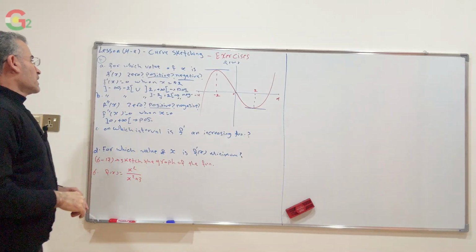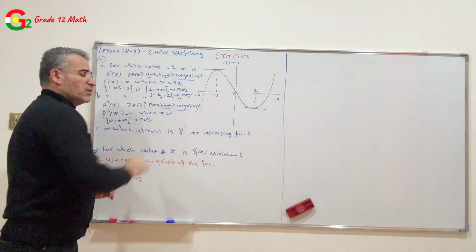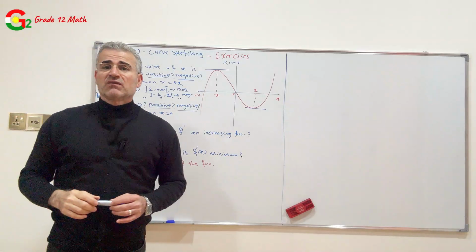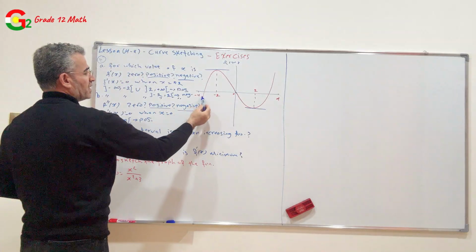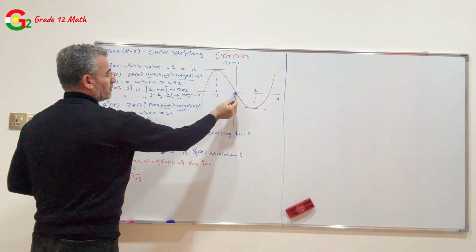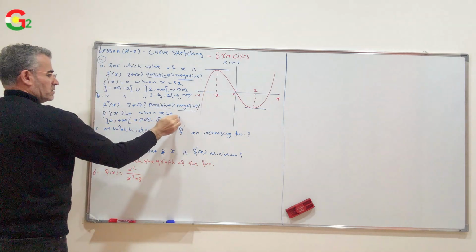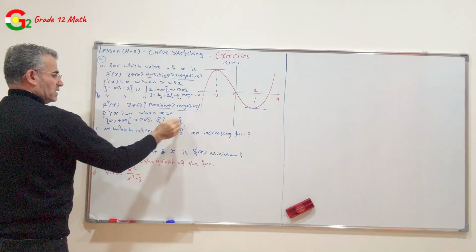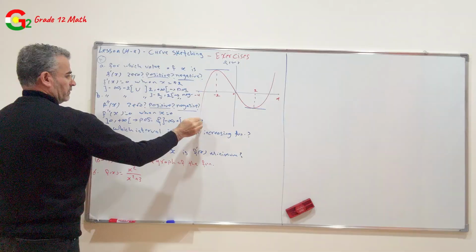For which values of x is f double prime of x negative? f double prime of x is negative when the function is convex, and the function is convex in the interval negative infinity to 0. In this interval, the second derivative of the function is negative.